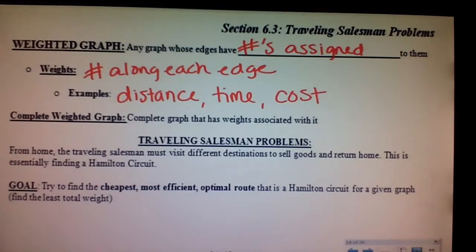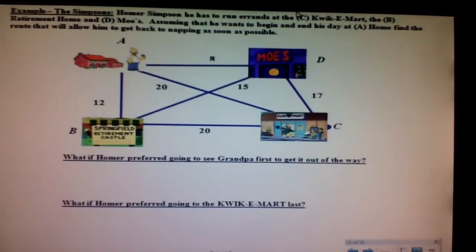So, fan favorite, because most of you know them, The Simpsons. Okay. So, Homer Simpson. Homer Simpson has some favorite places, like Moe's Bar. Okay. He likes to go to the Quickie Mart. And he likes to go to the retirement home to visit Grandpa. Well, we're going to pretend that he actually likes him. You know, we go visit the old man every once in a while.